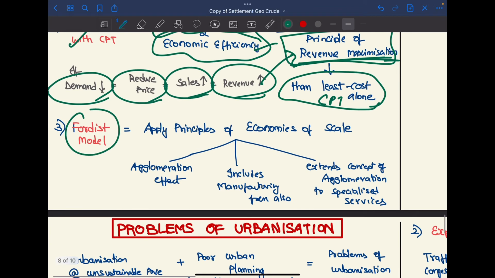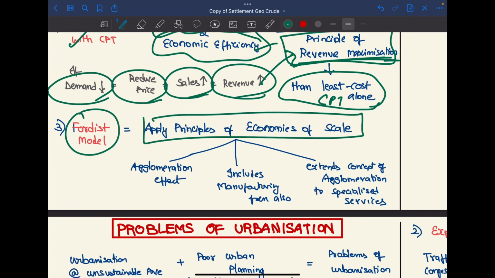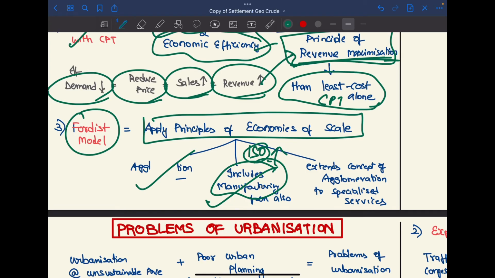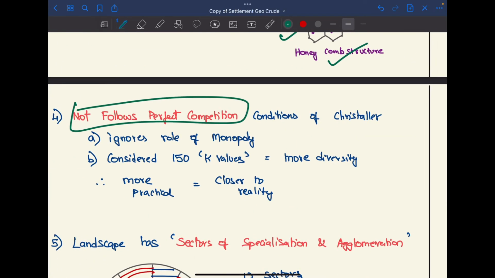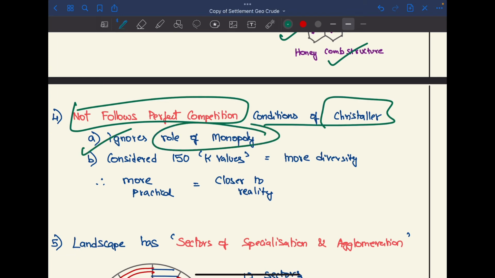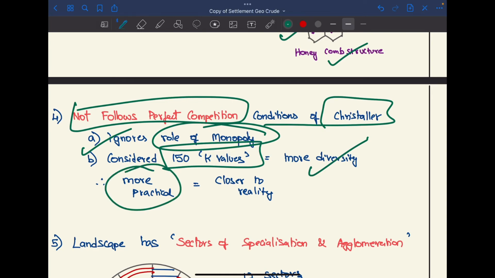Also, this is a Fordist model, therefore he will apply the principles of economies of scale. Therefore, he will consider the agglomeration effects, and he also includes manufacturing functions. Actually, he gives 150 k values, so he is very diverse, and he also extends the concept of agglomeration to specialized services. Next, he does not follow the perfect competition condition set by Christaller. He ignores the role of monopoly. Also, since he considers 150 k values, he has much more diversity, and this model is more practical and closer to reality.